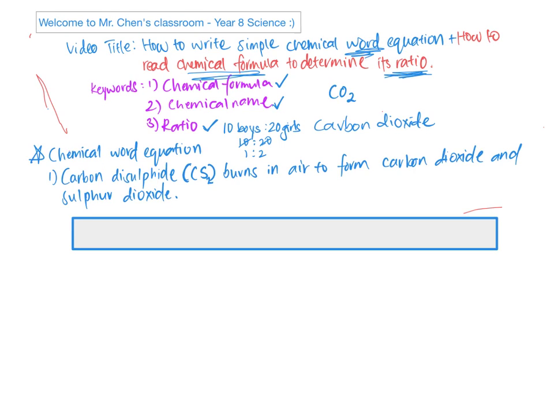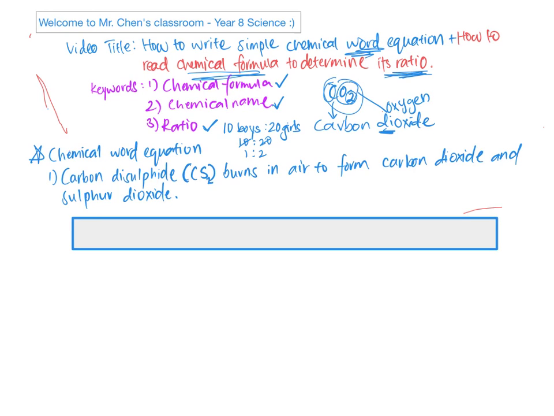Okay, so the carbon dioxide right here is a chemical formula that is obtained from the symbols. C is your carbon, and O2 here is your oxygen. Dioxide means 2. There are 2 oxygen atoms in that carbon dioxide. Okay, so let's begin.